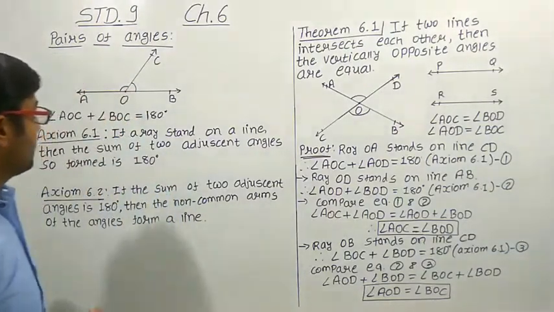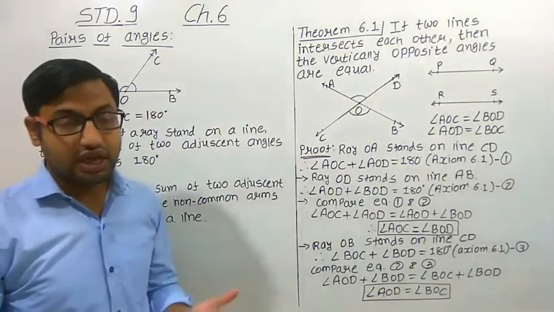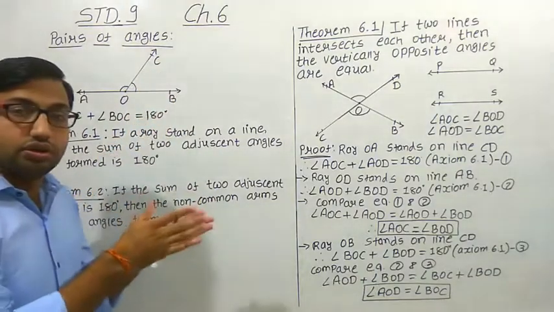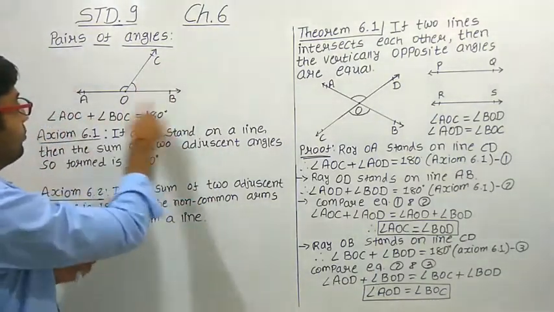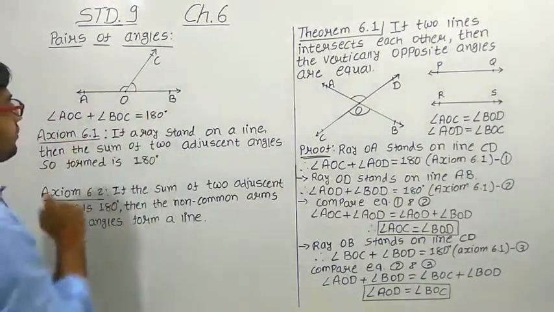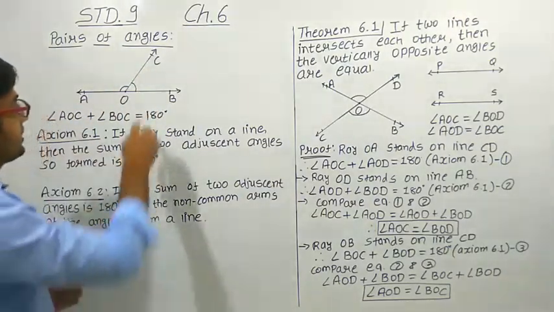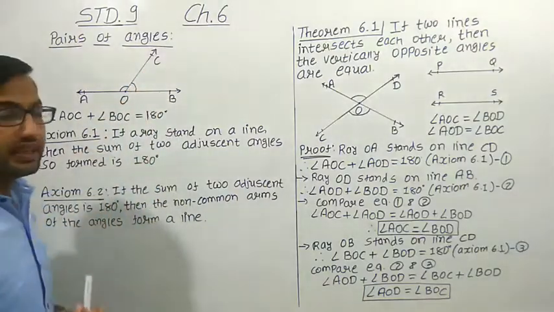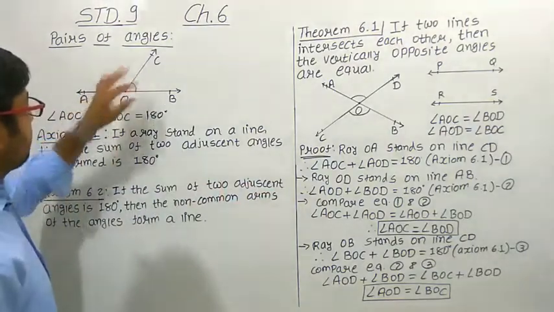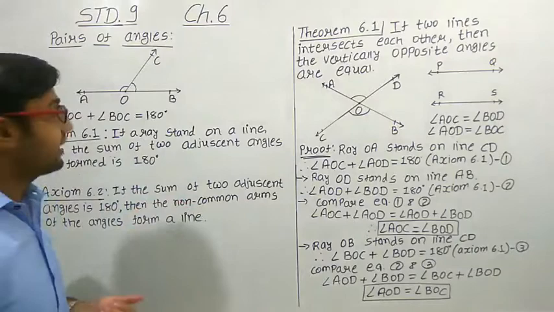Pairs of the angles, that means let's suppose we have taken a line AB. A ray OC stands on this line. Ray OC stands on line AB, so that here you can see that two angles are formed. The first angle is angle AOC and the second angle is BOC, or you can say COB. So these two angles are formed here when we put a ray on a straight line.